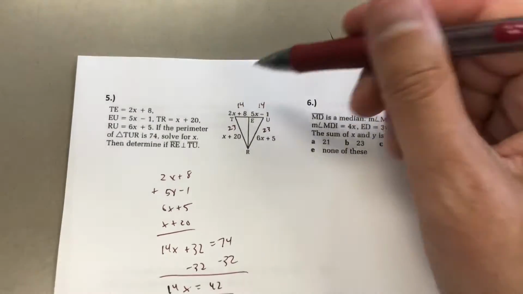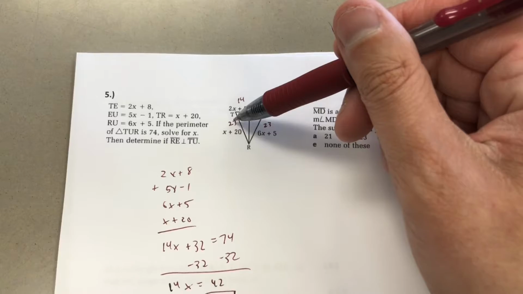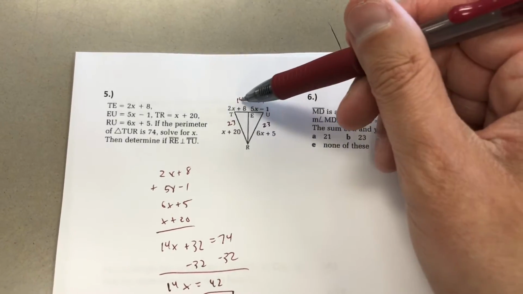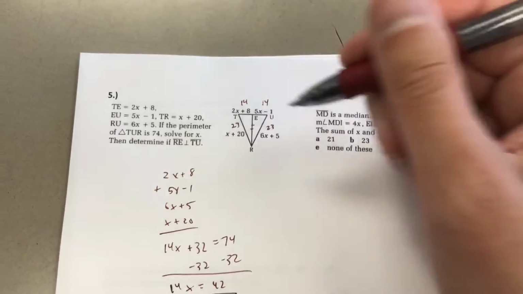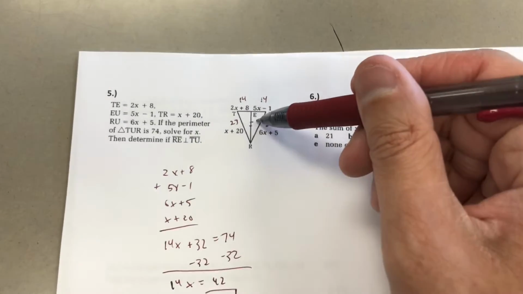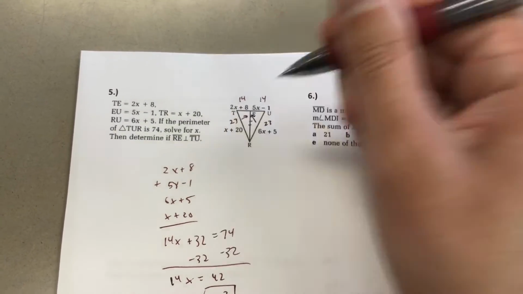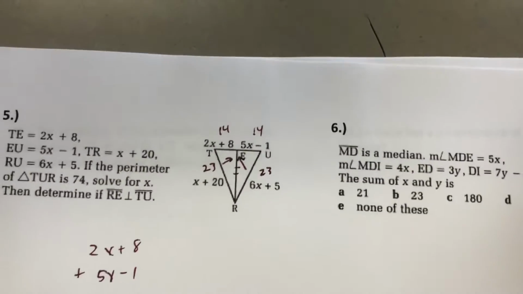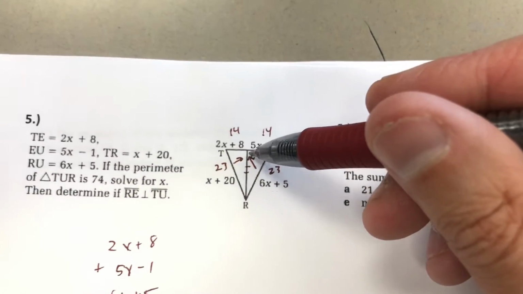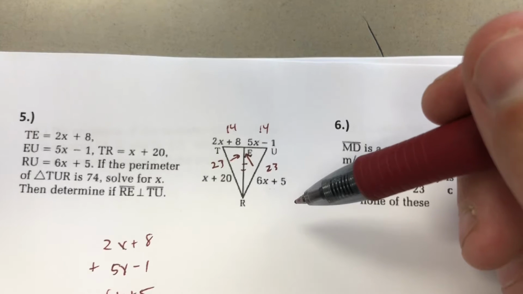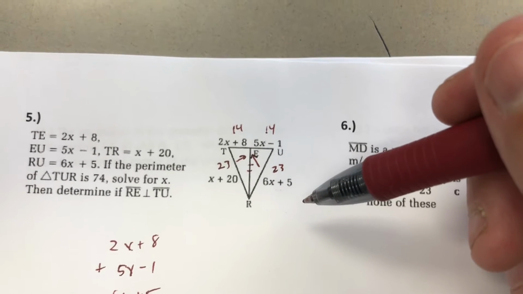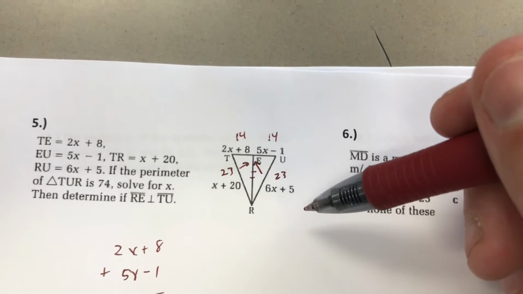Okay, so what you can see here is this is an isosceles triangle. We've got 2 lengths of 23, we've got 2 lengths of 14. There's also a shared side there. So these two triangles are congruent to each other, and we're trying to tell if these lines are perpendicular here. Well, those two angles would be congruent, and they're forming a straight angle. So if angles are congruent and supplementary, they have to be right angles.